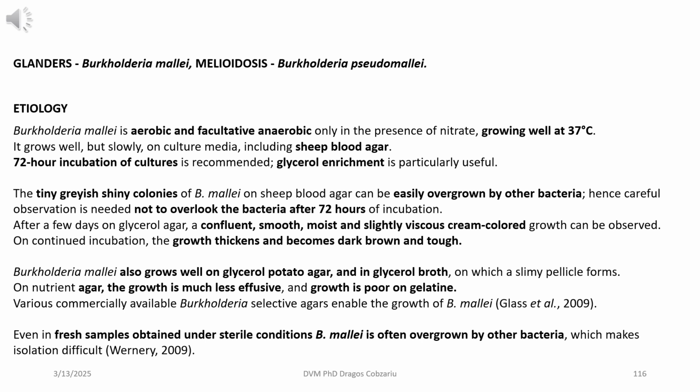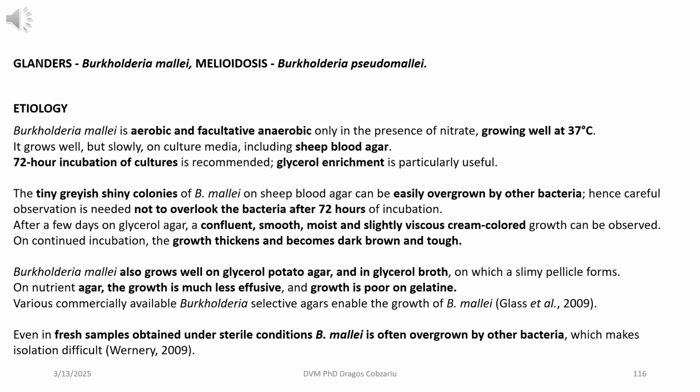It is composed of neutral carbohydrates and serves to protect the cell from unfavorable environmental factors. After a few days on glycerol potato agar, growth can be observed. Unlike other organisms in the Pseudomonas group and its close relative, the growth thickens and becomes dark brown and tough. Burkholderia mallei has no flagella and is therefore non-motile, which is the most important phenotypic characteristic diagnostically and must be demonstrated. The growth is much less effusive, and growth is poor.